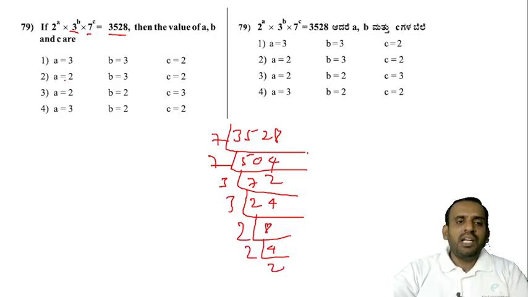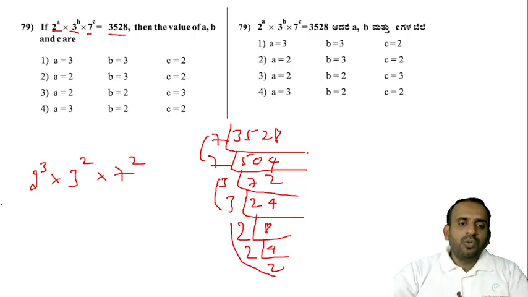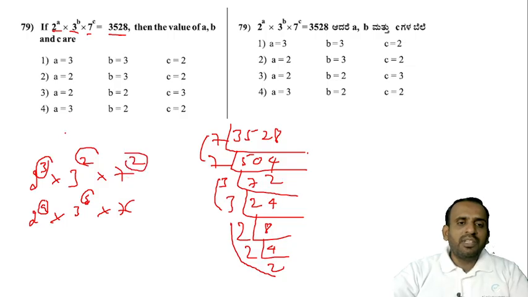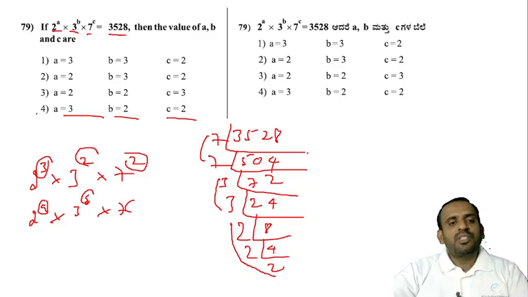Now let us try to understand. Here we have 2. How many times do we have 2 here? Observe, 3 times. So it will be 2 to the power of 3 into 3 how many times we have? 3 we have 2 times. So 3 to the power of 2. And 7 how many times we have? 2. So in the question it is 2 to the power of a into 3 to the power of b into 7 to the power of c. So instead of a we have 3, instead of b we have 2, instead of c we have 2. We have to find out the answer with a as 3, b as 2 and c as 2. So option 4 is the right answer.